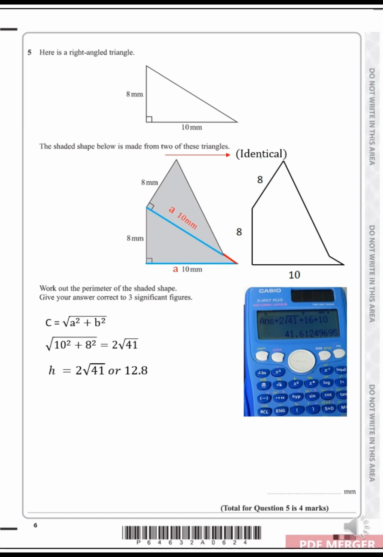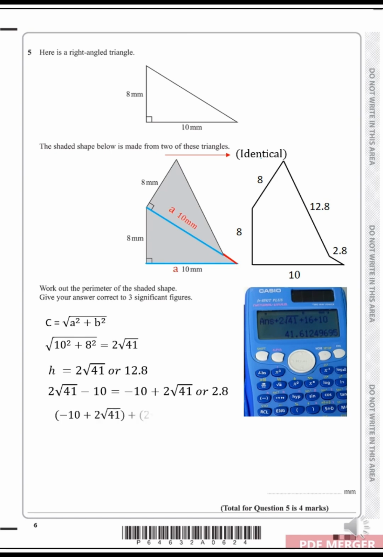Okay, now the full hypotenuse is equal to 2 root 41. Now we can easily work out the red line. Given that A is equal to 10 millimeters, and the hypotenuse is 2 root 41, or 12.8, we can work out the red line. So 2 root 41 minus 10, this is equal to minus 10 plus 2 root 41, or 2.8. So that's the red line, the missing length. So now we have labeled 2.8.